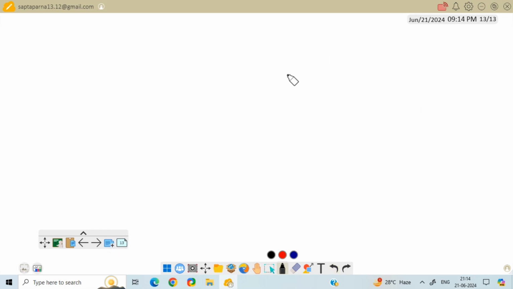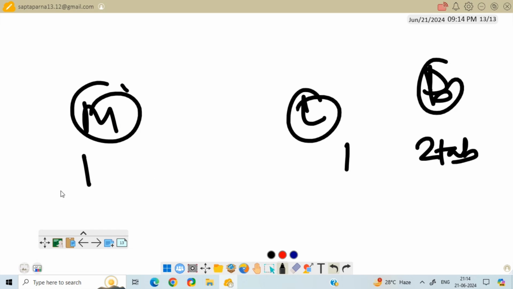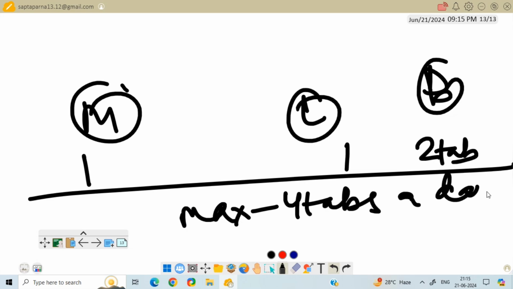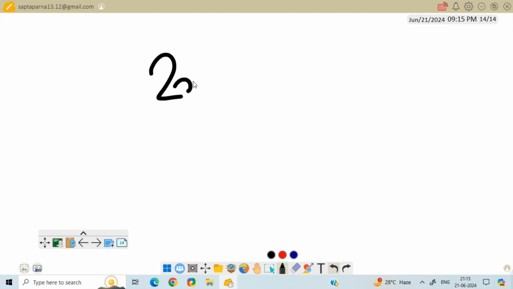Now if a patient tells you, doctor, I am taking these 2 tablets at bedtime, still I am getting nausea and vomiting throughout the day, or at least 2-3 times a day, then what will you tell her? You will tell her that she can also take 2 tablets in the morning, at lunch, and again at bedtime. This is the maximum you can give, 4 tablets a day. So these are the usual antiemetics we give.